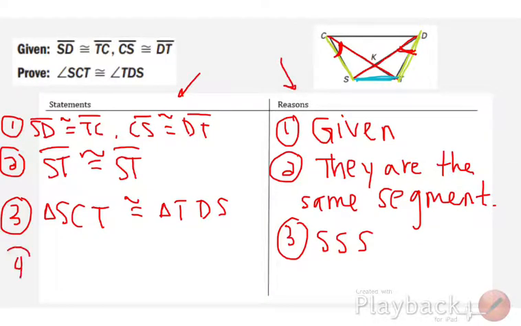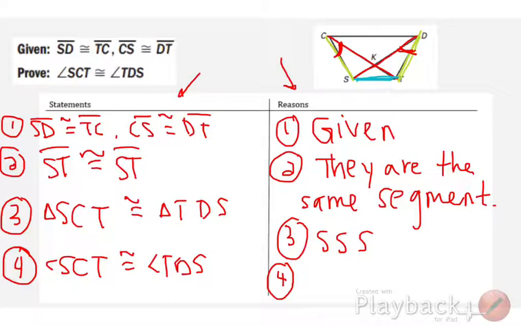So we're going to say step 4. All right, we're going to say that angle SCT, which is just angle C, don't get confused by it, is congruent to angle TDS. Okay, so that's our final thing. Now we just need to defend it. And in order to defend it, all we need to say is that corresponding angles of congruent triangles are congruent.